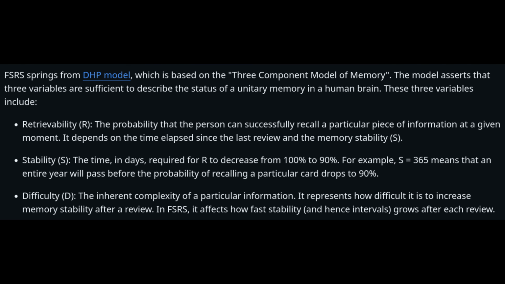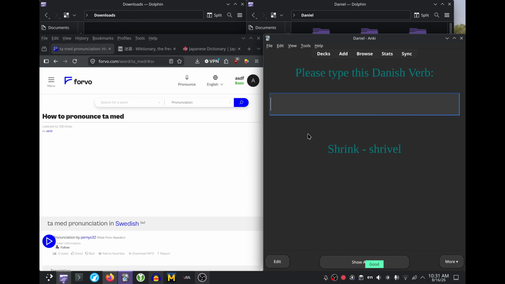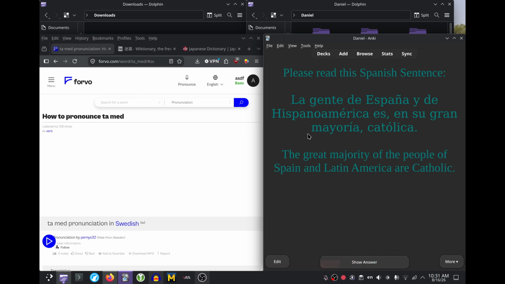Now, FSRS consists of three components that go along with every single card. You've got difficulty, which is a rating about how difficult this card is for you. So FSRS figures out difficulty by what you do the first time you see the card and every subsequent time. So if you get it wrong, it's going to be a little bit harder.